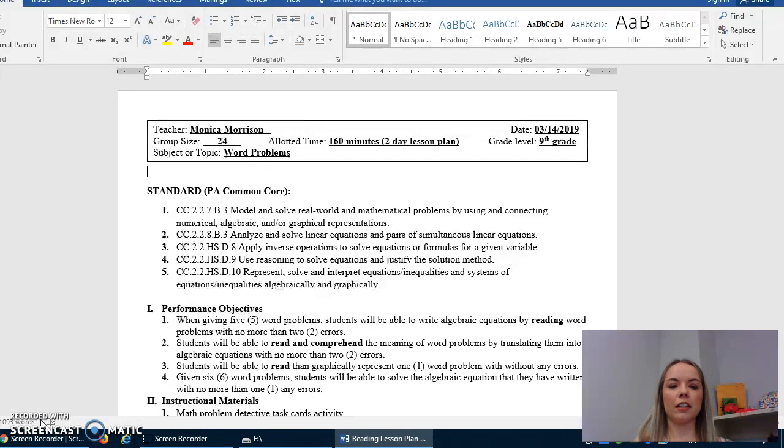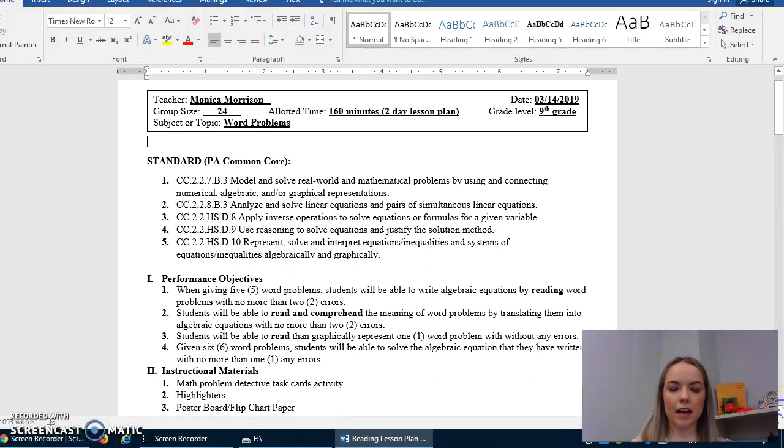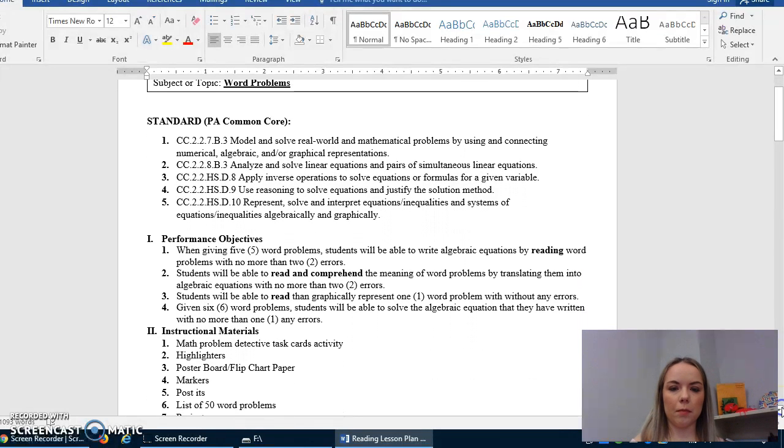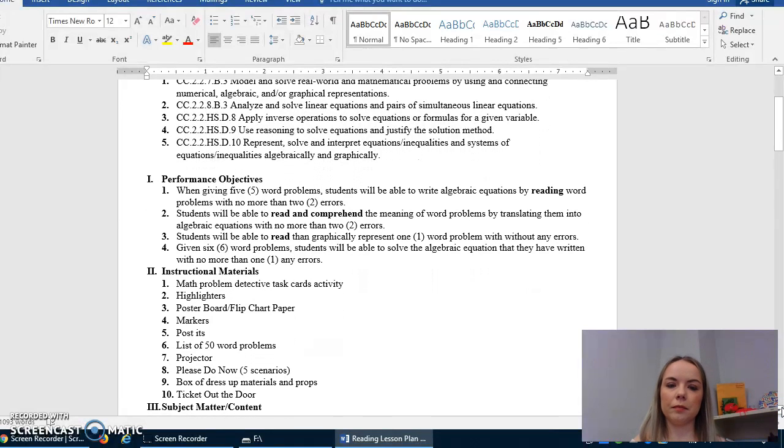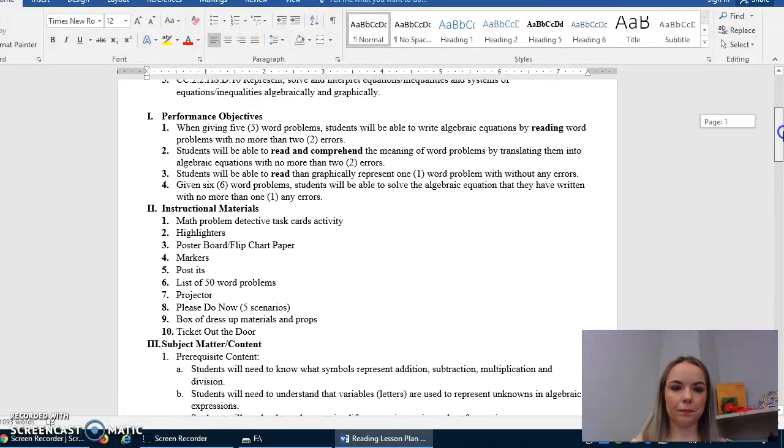Again, I did it for my Integrated 9 class, so there's 24 students. For this lesson, I did a 2-day lesson plan. We were talking about word problems. Here you can see my standards: model and solve real-world math problems using algebraic and graphical representations; analyze and solve linear equations, apply operations to solve, using reasoning to solve equations, and justify; represent, solve, and interpret equations, inequalities, and systems of equations and inequalities, algebraically and graphically.